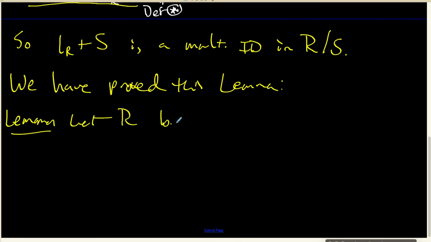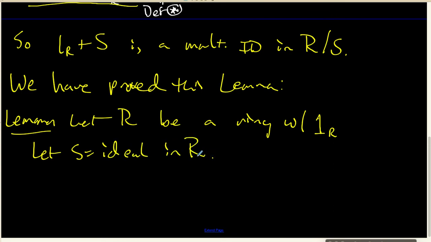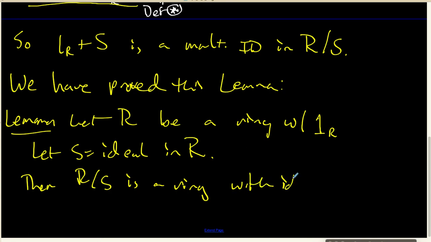Let R be a ring with identity. And let me make my notation just a little bit clearer. So R is going to be a ring with identity. Let S be any ideal inside R. Then R mod S is a ring with identity, and moreover, the 1 element in R mod S is nothing more than 1 plus S.